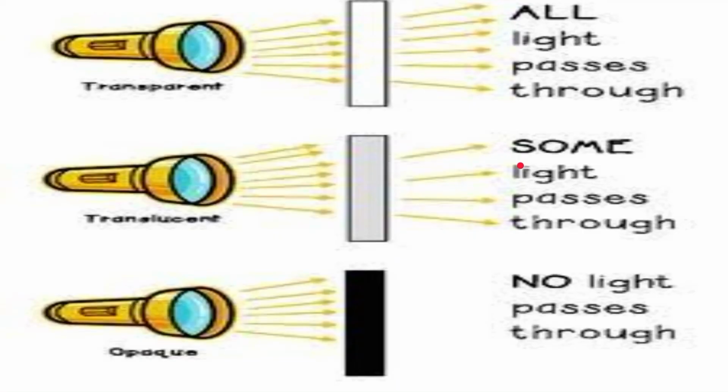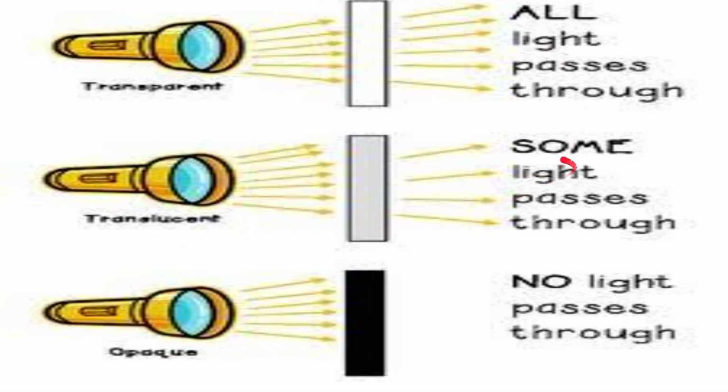Okay, now let's learn about types of objects, or you could say types of materials. One is transparent objects, translucent objects, and opaque objects. Let's learn about transparent objects. In transparent objects, which is this one, all light passes through. So all of the light of this torch passes through.